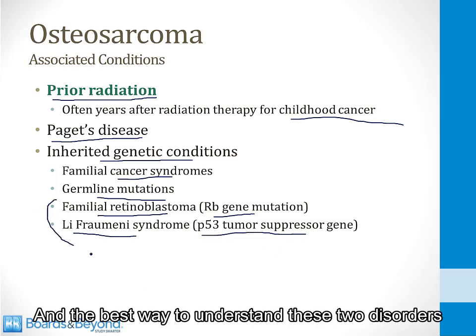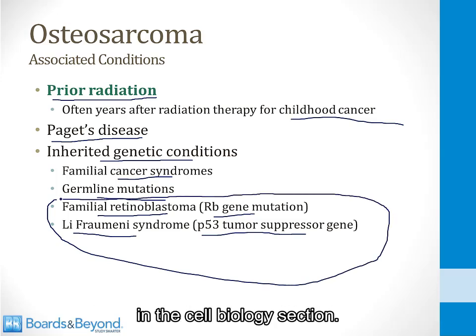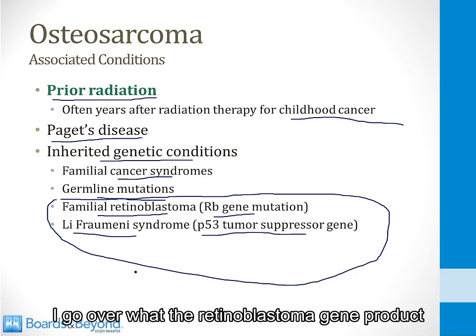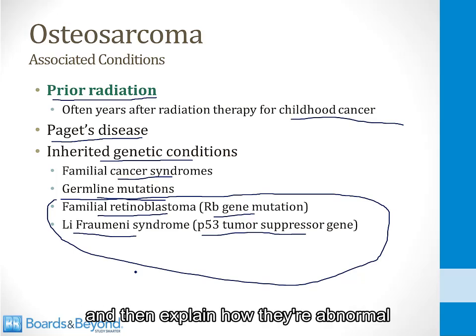And the best way to understand these 2 disorders is to watch the video on the cell cycle in the cell biology section. In that video, I go over what the retinoblastoma gene product and the p53 tumor suppressor protein do normally, and then I explain how they're abnormal when there are gene mutations.